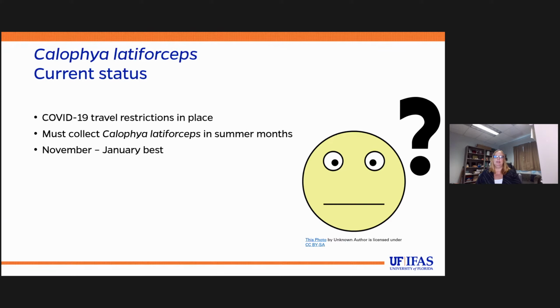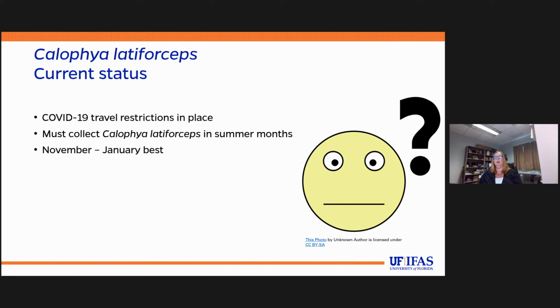Now, what's the status on this insect? Well, we lost the colony probably in January of 2020, and we can't go anywhere, right? These insects live in Brazil. You saw the picture. So they're from Bahia, Brazil. And with COVID-19 travel restrictions in place, we have not been able to get back down to Brazil to recollect these insects. We can only collect these insects in the summer months, which is, of course, our winter. And so the best time to go is November to January.